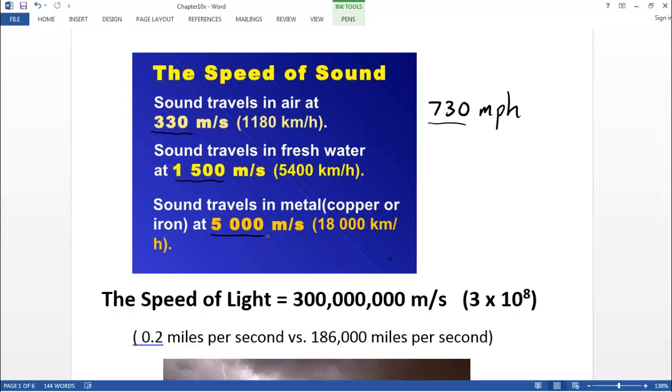Light is also a wave, and light is one of the fastest things we know of, traveling roughly 300 million meters per second. And that's a lot of zeros. So remember the use of scientific notation. We can write this same number as 3 times 10 to the 8th power. And then if we use the same units, let's use miles per second. Light travels really fast. It's 186,000 miles per second. And in comparison, sound is only 0.2 miles per second. That's about 1/5 of a mile every second.